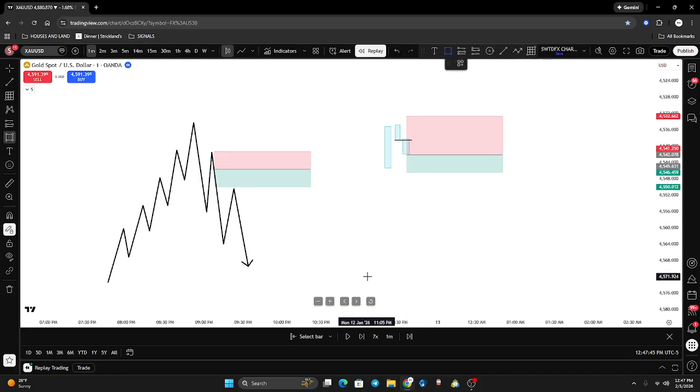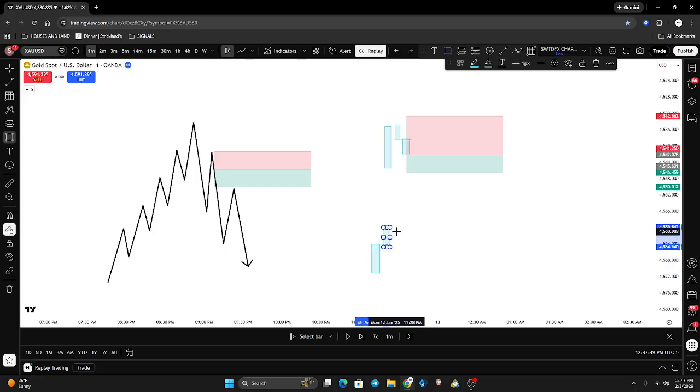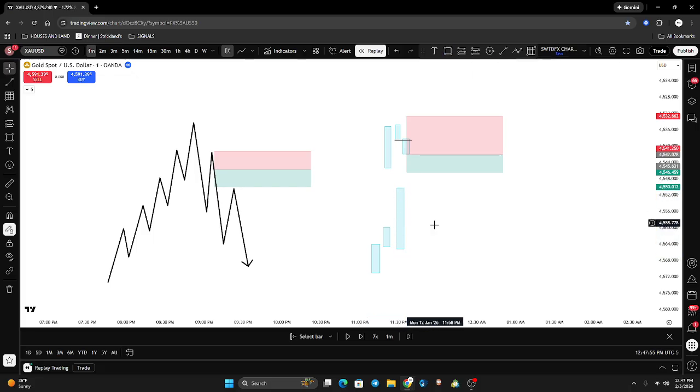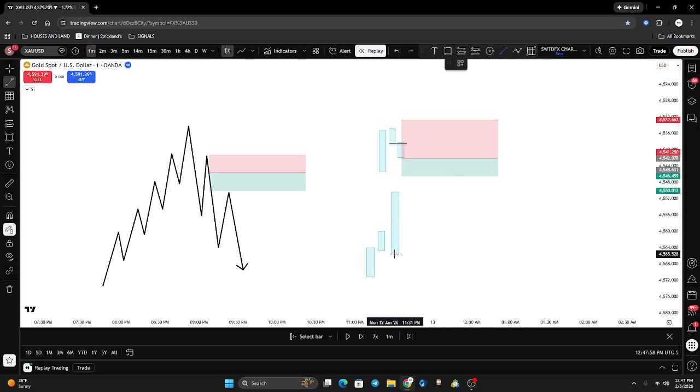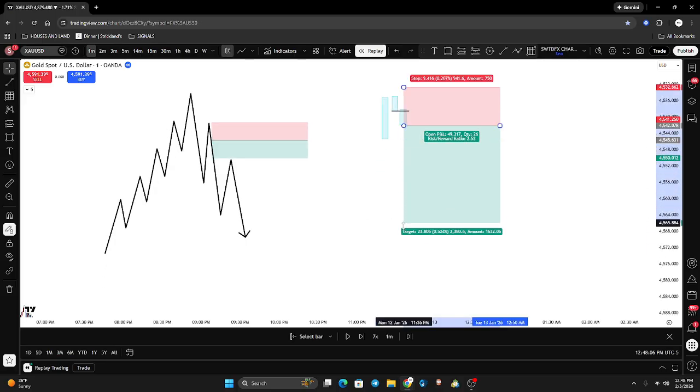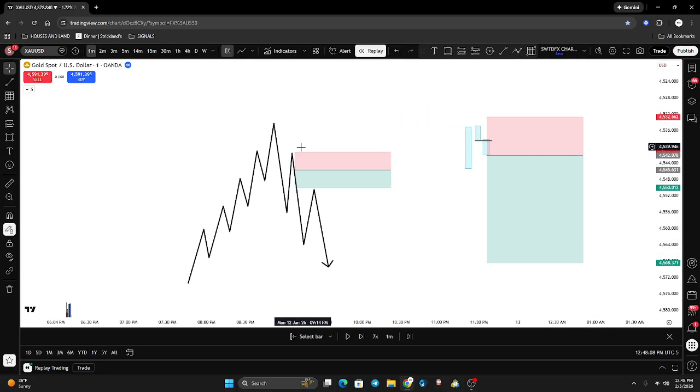Because if it doesn't, it will look something like this. It could have gone down here and then came back up, and boom. You were literally faked out, bro. You know what I'm saying? So you're gonna catch these setups. Take your time with it, and for sure stop loss.